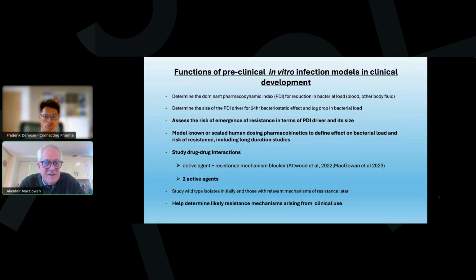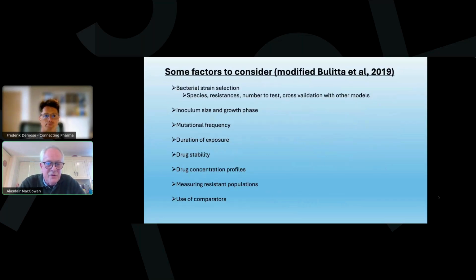And if we go on to the next slide, then it really shows some of the factors that are important, and the previous speakers have touched on this already, but picking your strains is important. How many do they have? Are there relevant resistances to the drugs or molecules that you're looking at? And I think what is also really important is to have some strains that you can have some cross-validation with other models, whether these are animal models or other dynamic models, so that if you see different signals, you at least have got common strains.